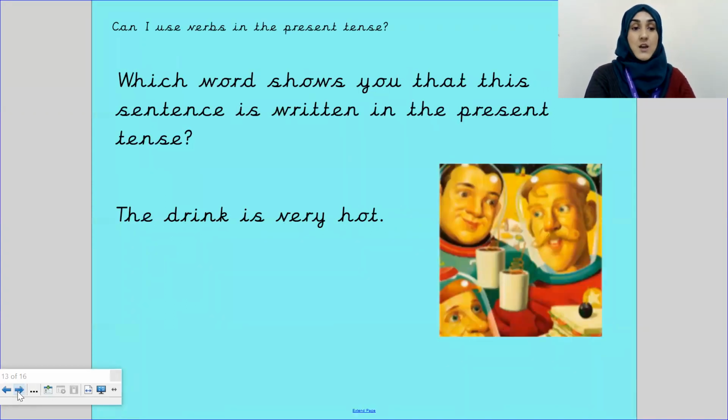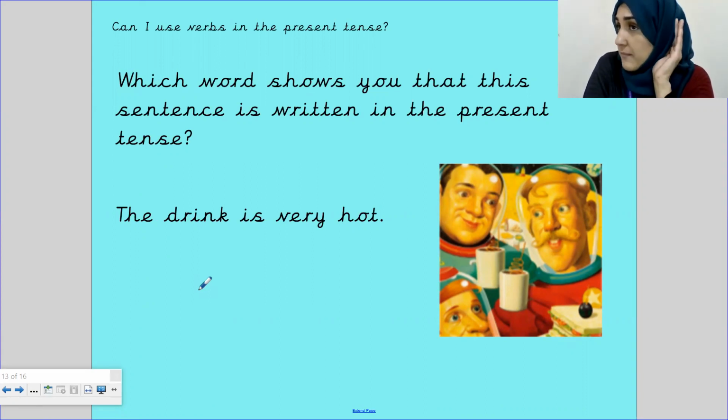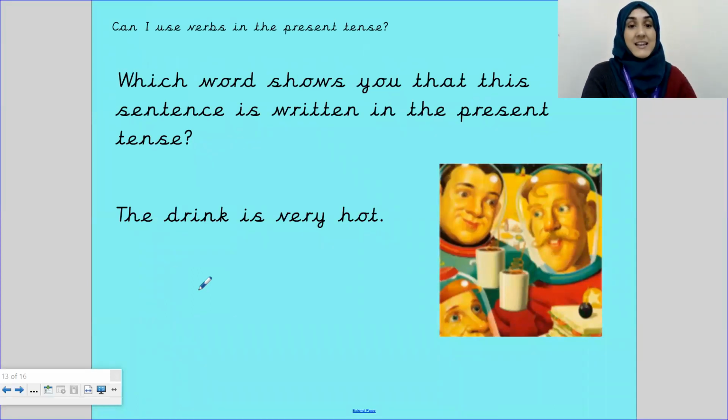Well done. Okie dokie. So again, you are going to tell me which word tells us or shows us that this sentence is written in the present tense. The drink is very hot. Can you tell me through the screen? Well done. It's is. Because if it was written in the past tense, that sentence would read, the drink was hot. The drink was hot, but this is in the present tense right now.